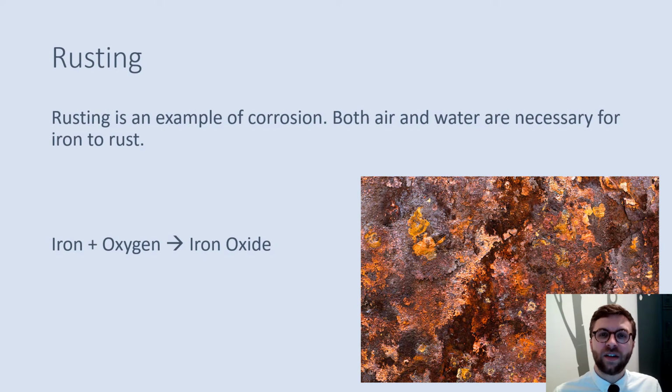Rusting is a specific example of corrosion, and often people get the two terms interlinked and mixed up. Rusting is only talking about the breakdown of iron, and both air and water are necessary for iron to rust. You can see rust in this picture as that common orangey red colour, and it's where the iron, the metal, has reacted with oxygen in the air to produce iron oxide, which has that distinctive reddish colouring. We only talk about rusting when we're talking about the element iron. Other metals do not rust, they corrode.